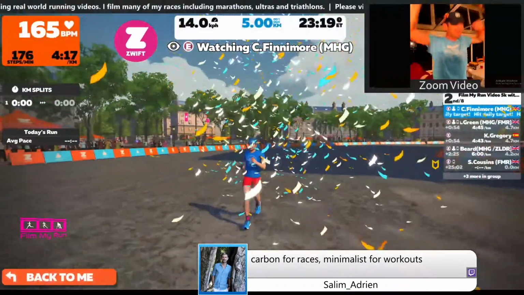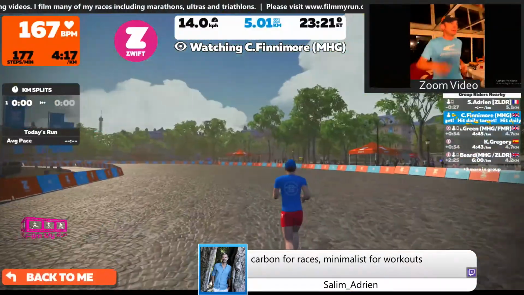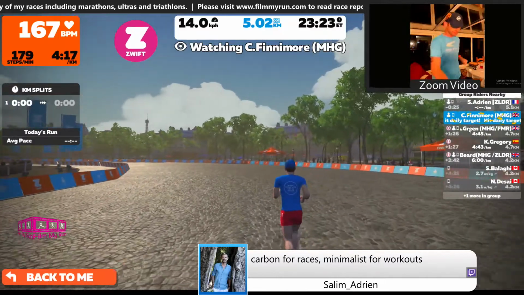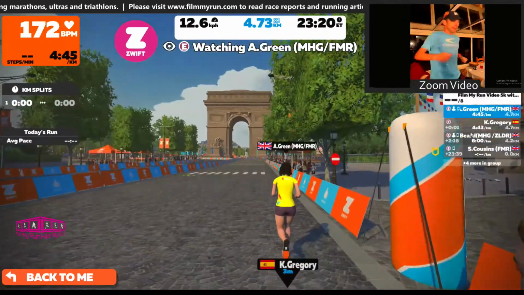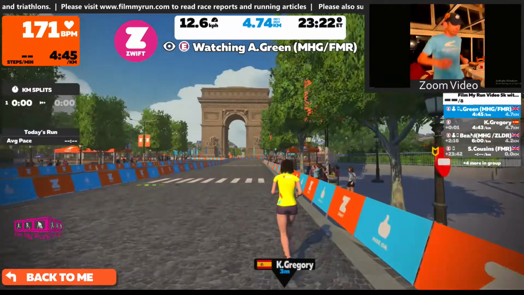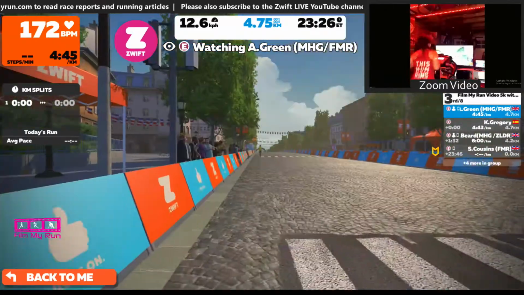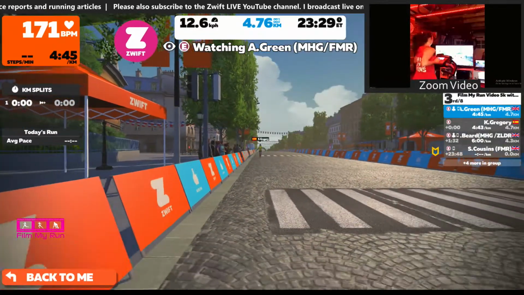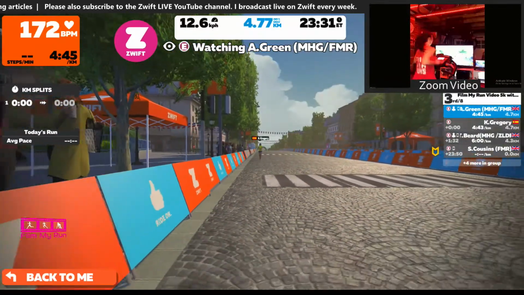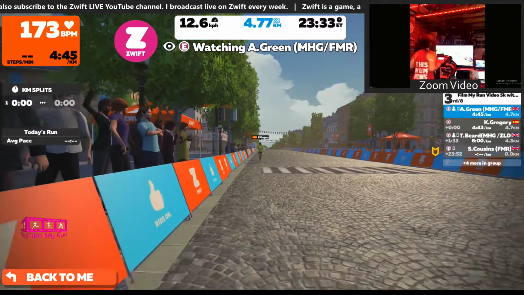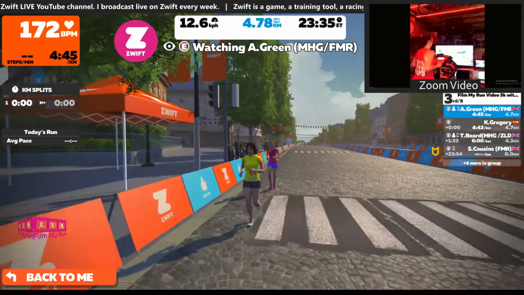Okay. And second place for Clive. Arms in the air as he crosses the line. Well done, Clive. Great job. Second place. Good finish. And Amy Green is only 300 metres behind. But Kathy Gregory is going to pass her if Amy doesn't put in a spurt of energy to keep her away. So come on, Amy.